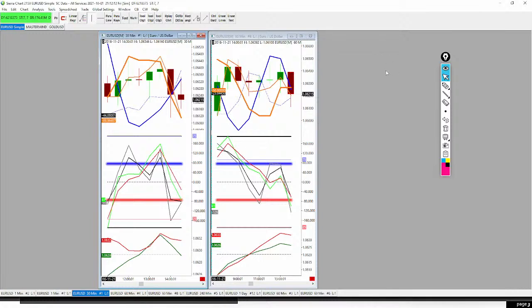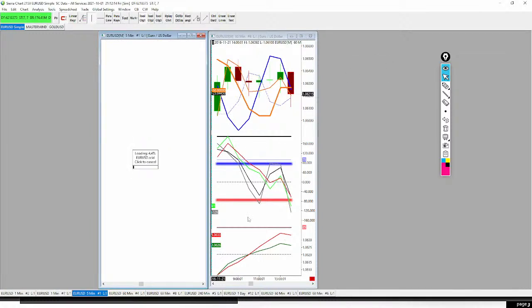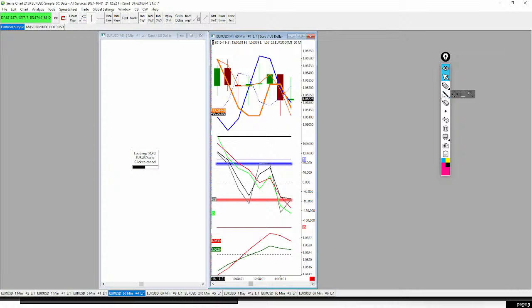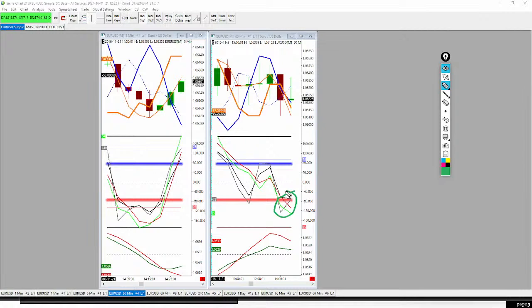So I'm going to bring up a 5-minute chart here. Okay, so let's talk about the hiccup first. When we say hiccup, what we're referring to is when the lines within an individual pair disagree. So here we can see that the minors, the gray and black lines, are disagreeing. The black line is down, and the gray line is up, and they're not crossed or touching. So that's a hiccup.